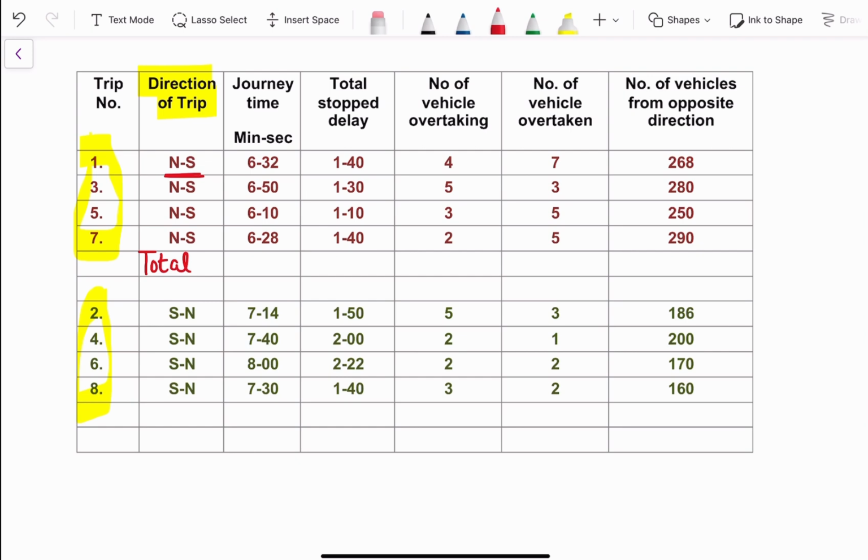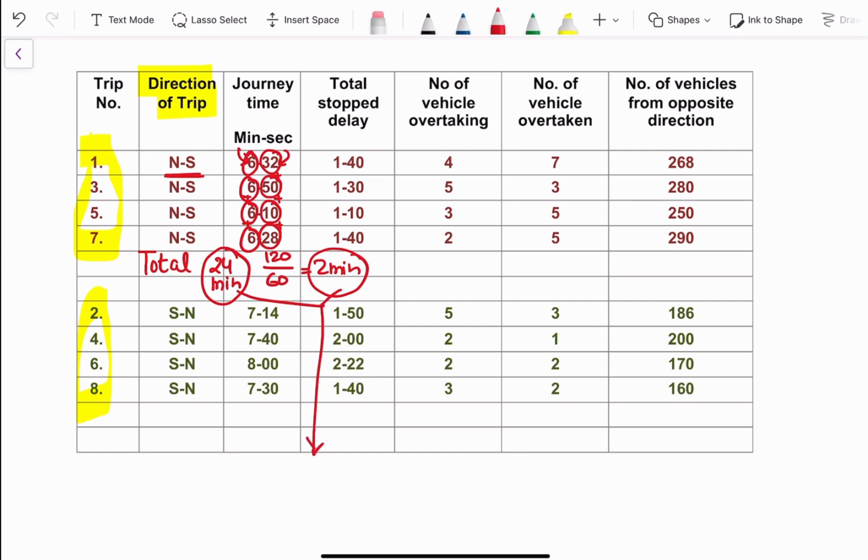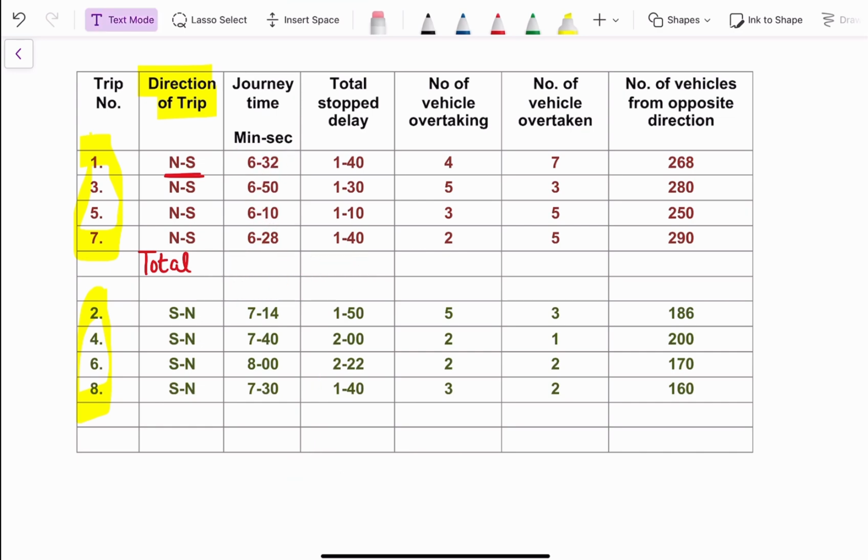Here the journey time is given, this is in minutes and this is in seconds, right? So what we are going to do is add all the seconds values and divide by 60 so they are converted into minutes, and then add that to the minute values that are given to us. If we add 32 plus 50 plus 10 plus 28, it comes out to be 120, and 120 divided by 60 will be 2 minutes. And if you see here, 6 plus 6 plus 6 plus 6, we have 24 minutes. So if we add 24 minutes plus 2 minutes, that gives us 26 minutes. Like this, I will write here the total value as 26 minutes.